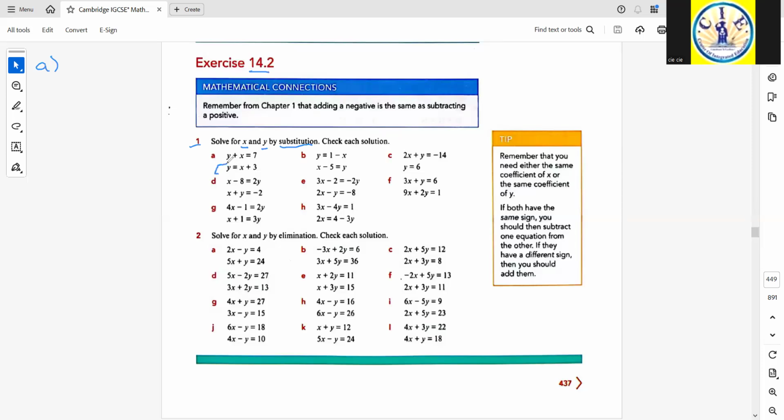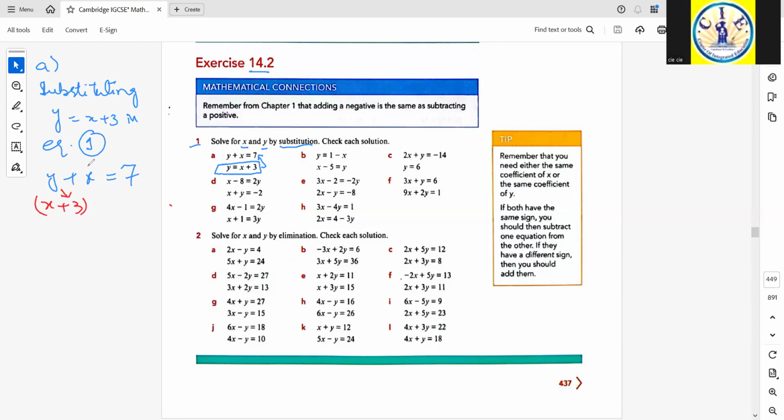the value of the variable y, which is x plus 3 from equation number 2. We are going to substitute this value in equation number 1. So, substituting y is equal to x plus 3 in equation number 1. What do we get? At the place of y plus x is equal to 7, we need to replace the value of y, that is x plus 3.